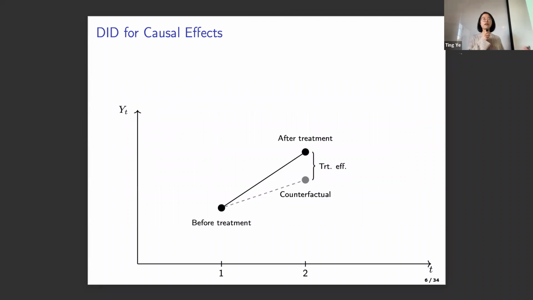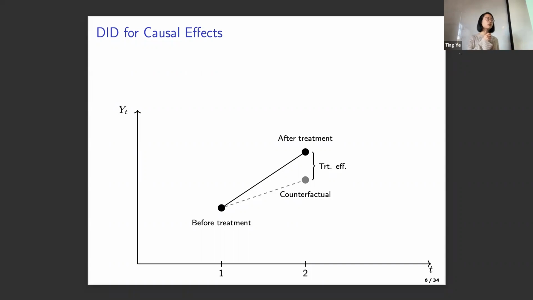I'll give a very basic introduction to DID for causal effects. In the most basic setting, we have a pre-treatment period and a post-treatment period denoted by T equals 1 and 2. We have a treated state that initiates the treatment during these 2 periods. So we have the outcome before the treatment initiation and the outcome after the treatment initiation. This black line represents the observed outcome path for the treated group. And the treatment effect of interest is usually the treatment effect for the treated group in the post-treatment period.